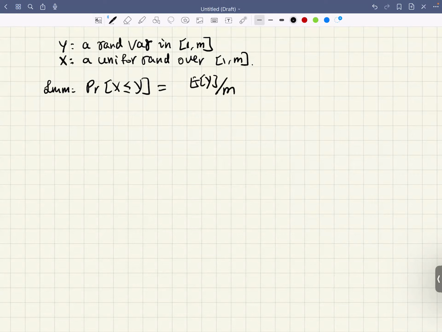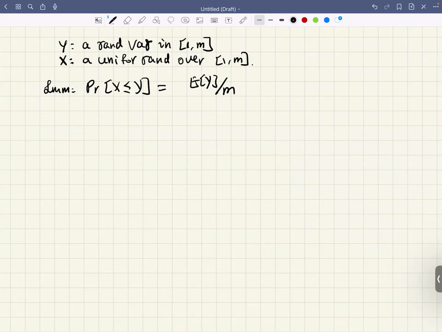Well, this beautifully generalizes what we said about a fixed y. Because if y is fixed, then this expectation is just y itself. So this coincides with our understanding before, so y over m. But now the thing is, what if y itself is randomized? If that is the case, you can prove that this is the expectation of y divided by m.